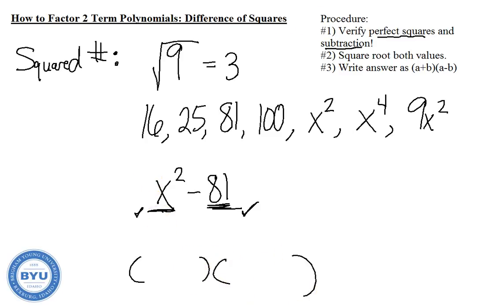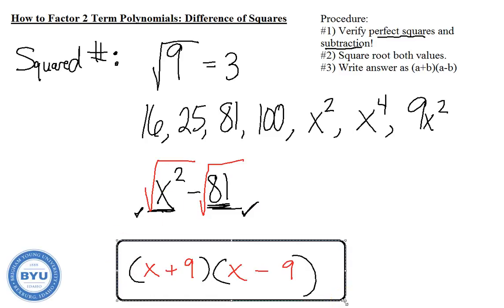To do this, we're going to square root each of the values. The square root of x squared is x, so that goes into both sets of parentheses. And then we square root the second number. The square root of 81 is 9, so that goes into the second slot of each parenthesis. And then we write 1 with a plus and 1 with a minus. This would be our answer for factoring a difference of squares.